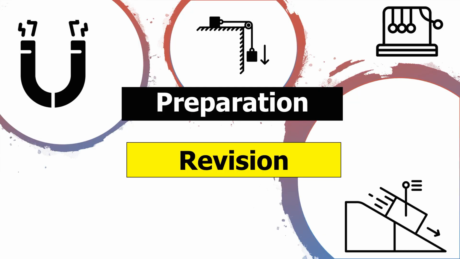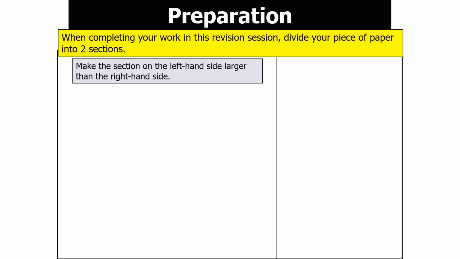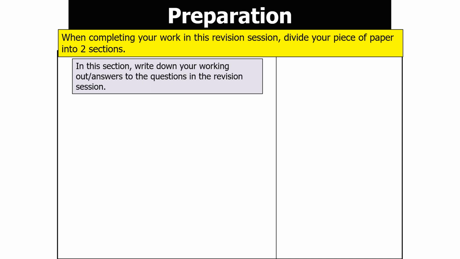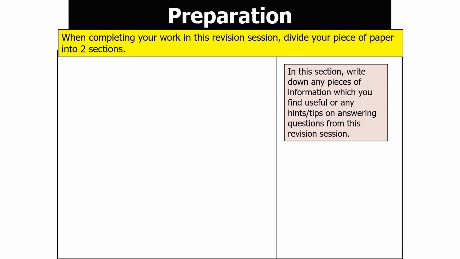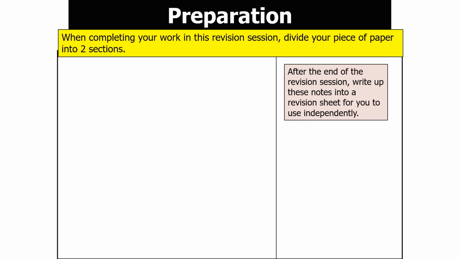So how should we prepare for this revision session? When you're completing your work in this revision session, divide your piece of paper into two sections. Make the section on the left hand side larger than the right hand side. In this section, write down your working out or your answers to the questions in the revision session. When you're doing this, make sure to write your answers in full sentences and show your full working out. Whilst on the right hand side, write down any bits of information which you find useful or any hints and tips on answering questions from this revision session. After the end of the revision session, write up these notes into a revision sheet for you to use independently.